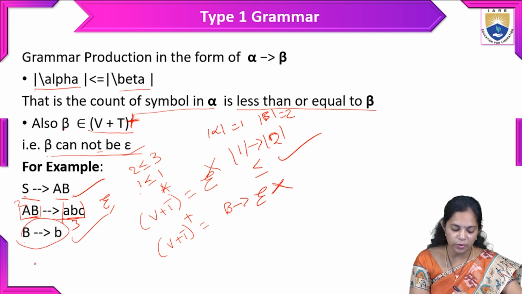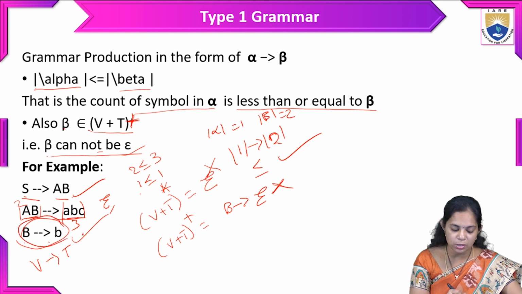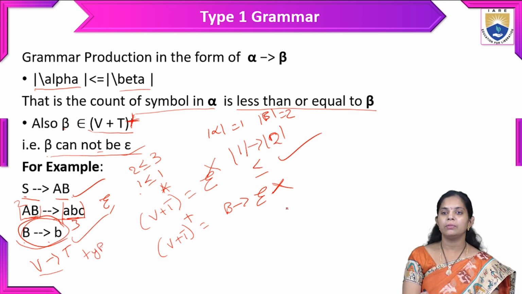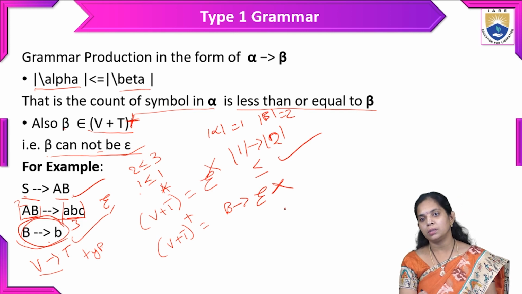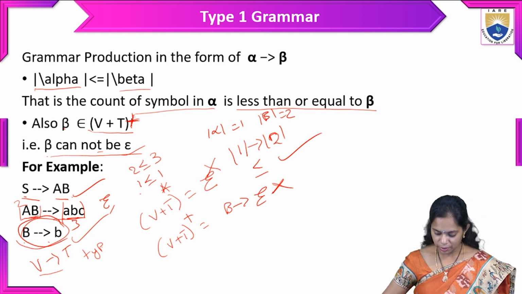So this is the V tends to T. The type 0 has only this condition, and type 1 also has it. So we can represent both type 1 and type 0 as the same. So this is about the type 1 grammar.